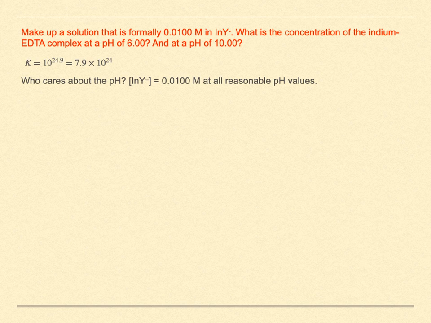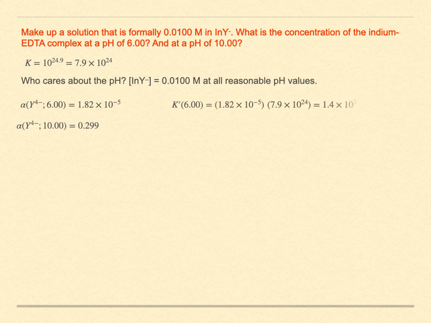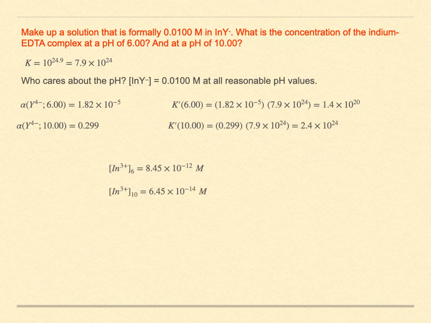But if we were being asked about the free indium or free EDTA concentration, we could solve it as before. Here are the fractional composition values again, and the conditional formation constants. Using the same quadratic, we will get an indium ion concentration of 8.45 times 10 to the minus 12 molar at a pH of 6, while in the pH equals 10 solution, the concentration will be 6.45 times 10 to the minus 14 molar. And as we expected, it doesn't make a measurable dent in the concentration of the metal complex. The stability of a metal EDTA complex depends on both the nature of the interaction with the EDTA and upon the solution pH.